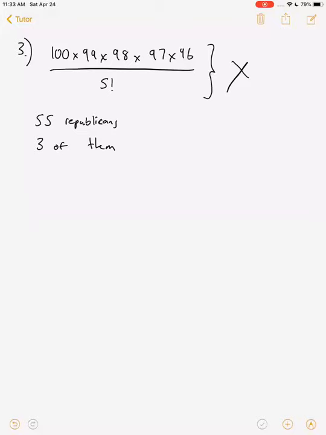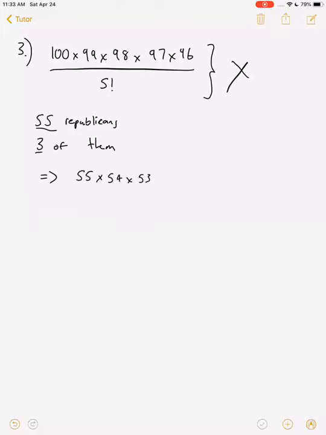We can choose 3 Republicans. Okay, so yes, we can choose 3 Republicans from the 55, but do you know how many different combinations of Republicans we can choose? Because they're all different people, right? Yeah, 55 times 54 times 53. Perfect. So you're saying 55 times 54 times 53.